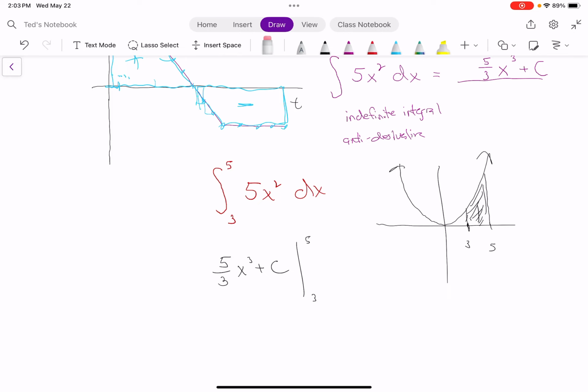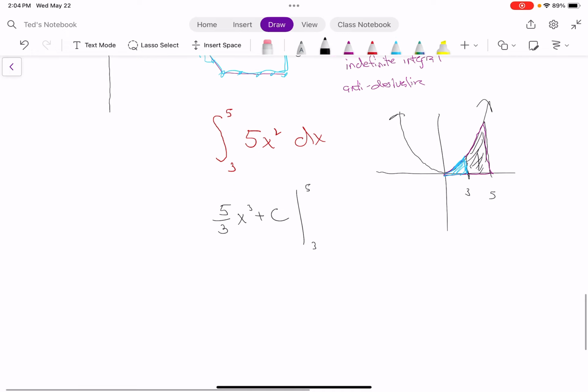And the reason for doing that is when you plug in x equals 5, you get this whole area from here to here. And when you subtract x equals 3, you're subtracting this partial area from here to here. And that leaves us with the area we wanted.